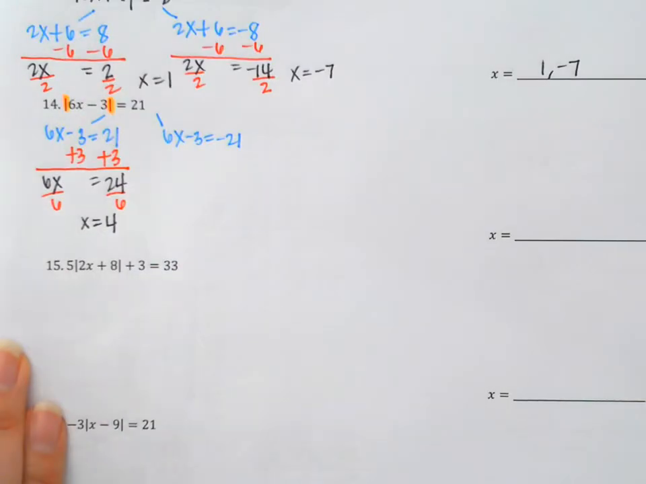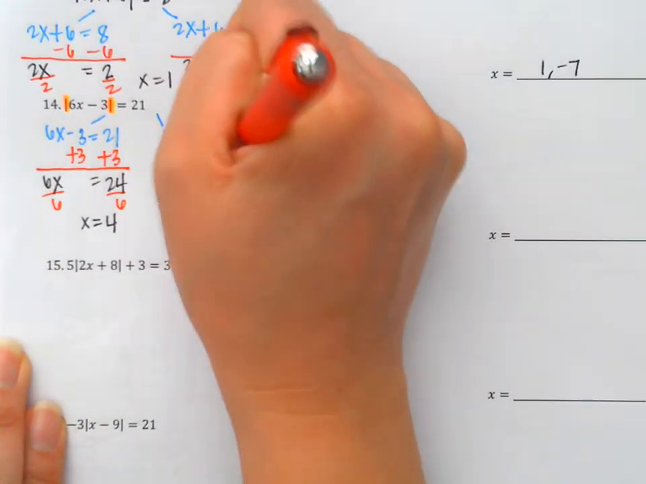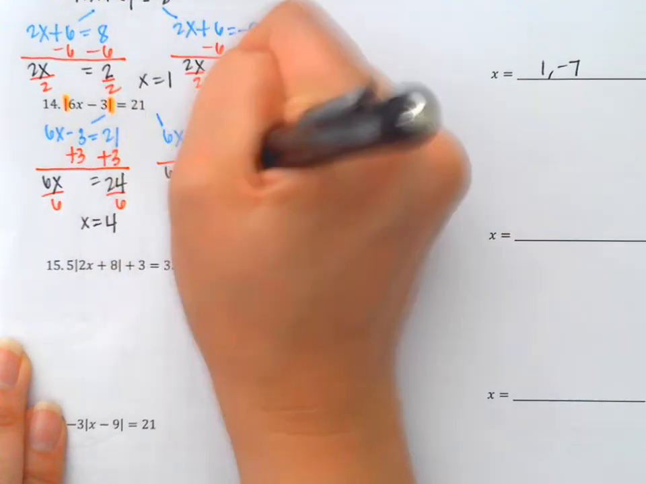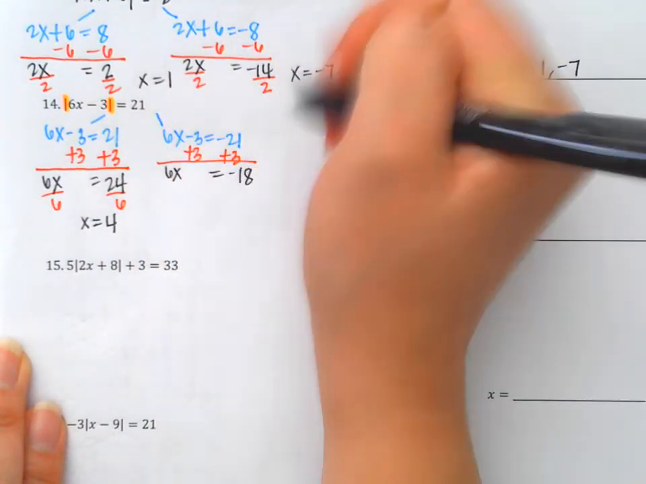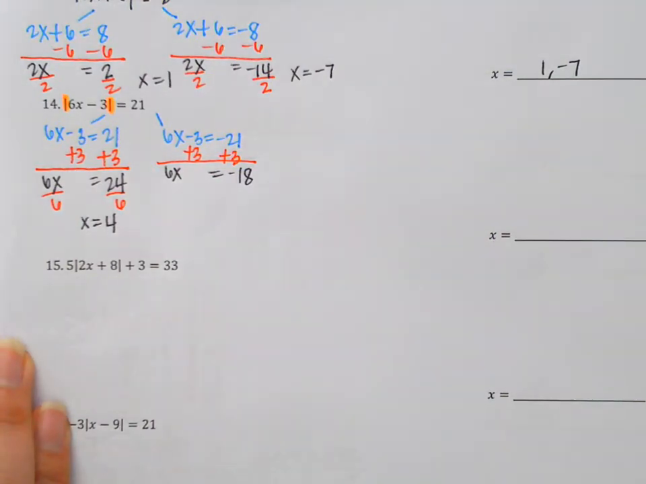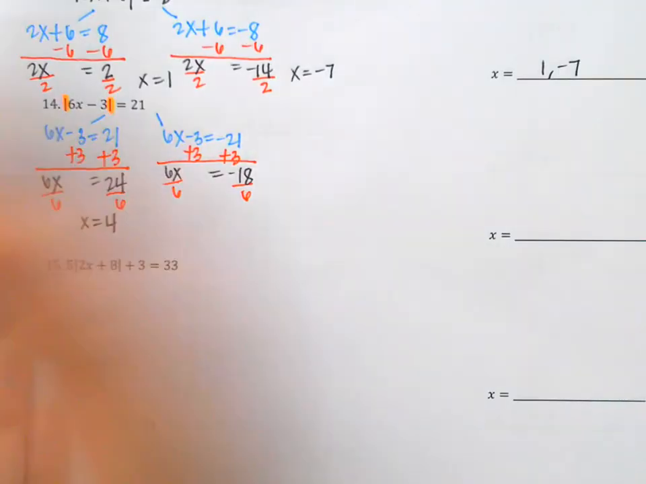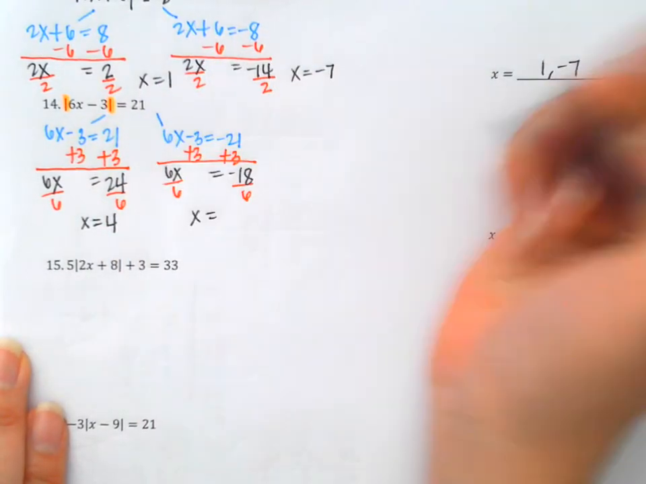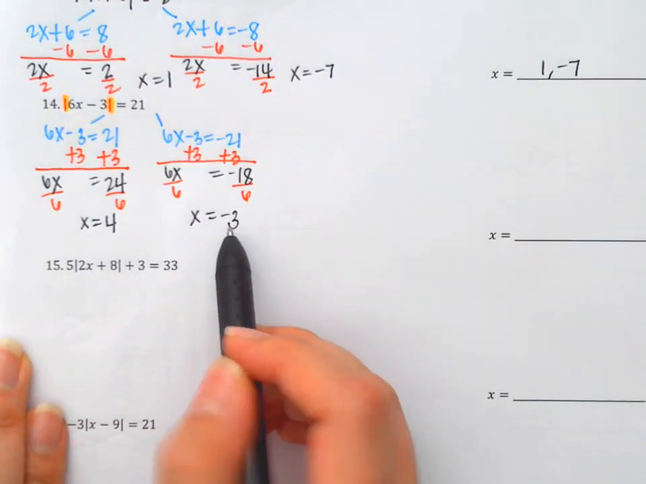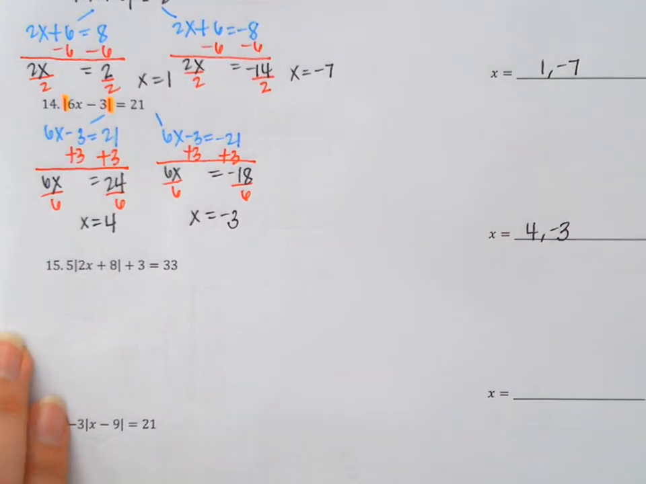Do the same thing on my second equation. So I would add 3 to both sides. 6x equals negative 18. Negative 21 plus 3 gets me negative 18. Divide both sides by 6. 6 divided by 6 is 1x. And negative 18 divided by 6 is negative 3. I got my two solutions, 4 and negative 3. And I'm good to go.